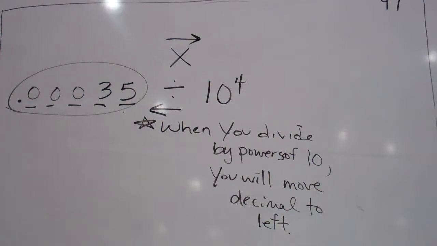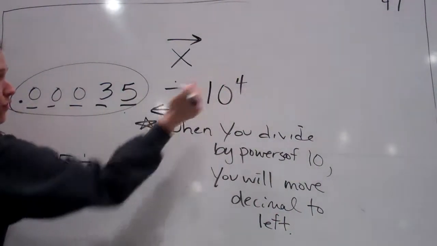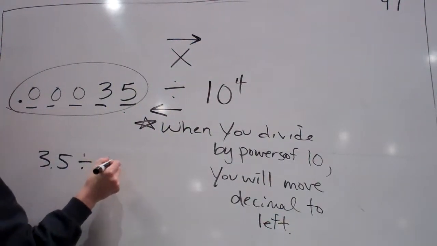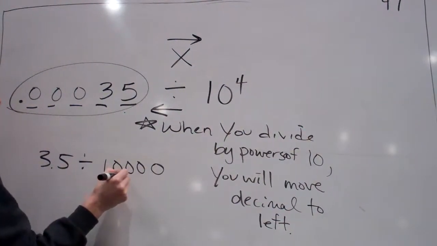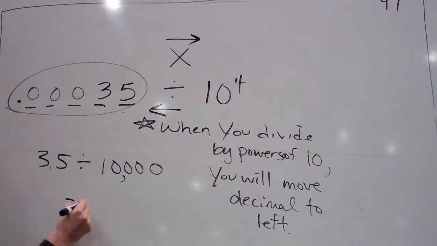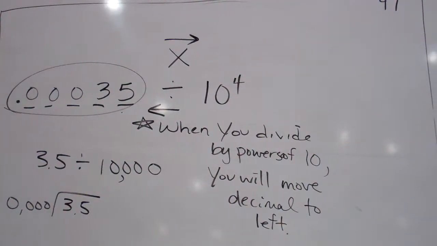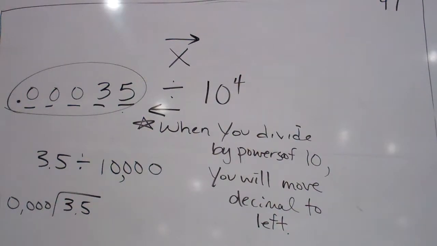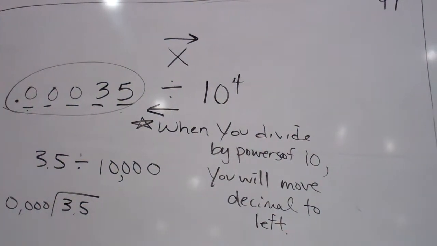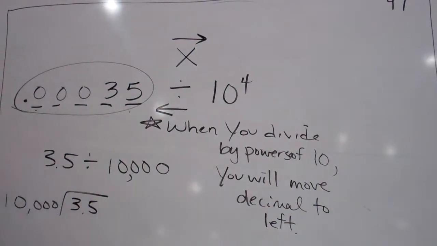Okay. Now I could actually perform that problem: 3.5 divided by 10 to the 4th power, which would be 4 zeros, right? Nope, 3.5. Okay, and if I actually did that problem, 3.5 divided by 10,000, that's what we're doing. Much easier, isn't it, to do it this way, right?